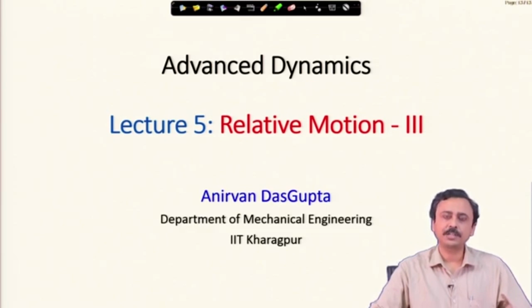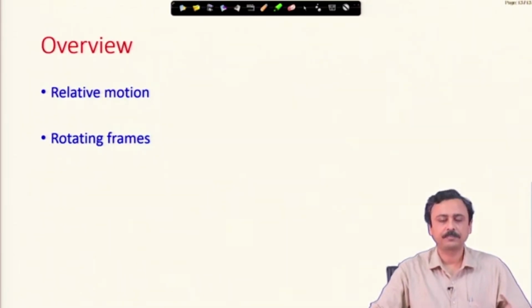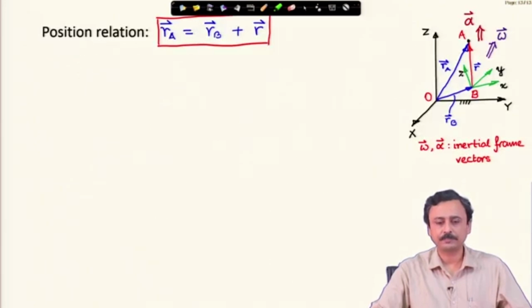Let us continue our discussions on relative motion in rotating frames. In the last lecture also we just started kinematics in rotating frames. Here we are going to look at problems and discuss further.